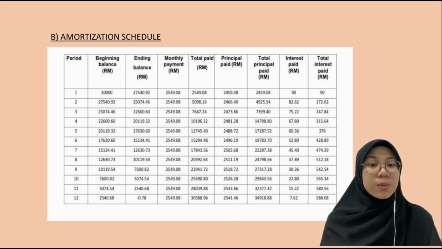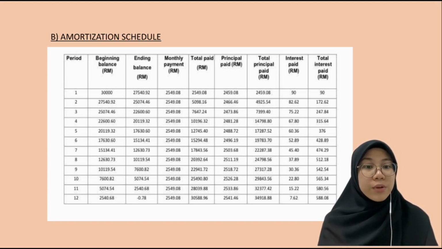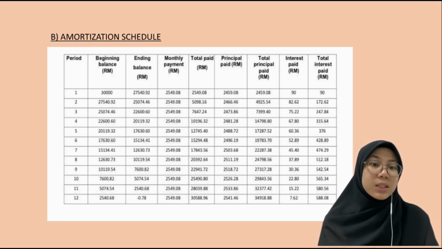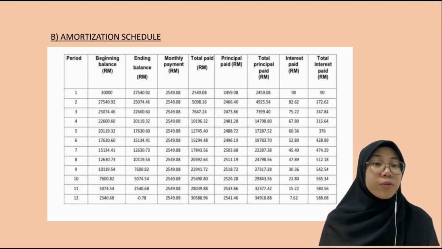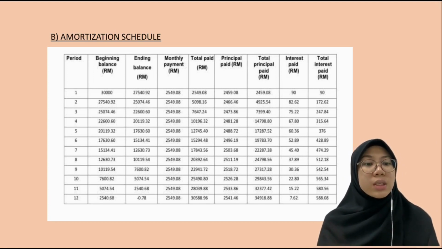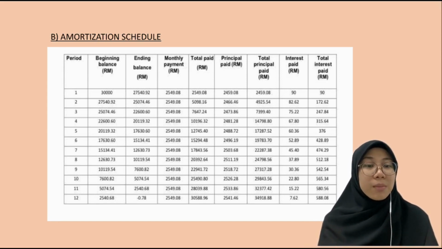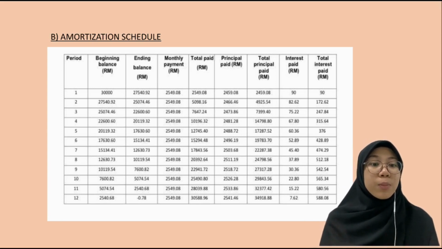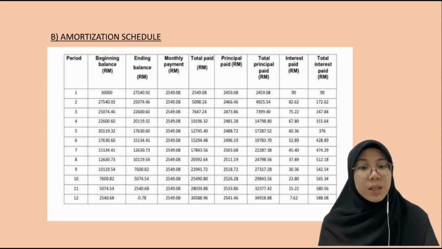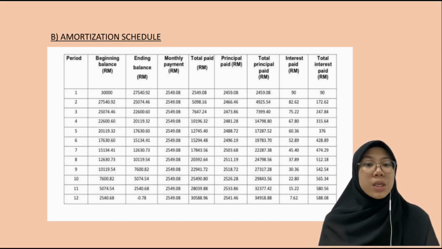Next, beginning balance, put the same value as the ending balance. For interest paid, the value of interest is multiplied by the value of the beginning balance. Next, total interest paid. For the first table, put the same value as interest paid, then the value needs to be summed with interest paid. Then for principal paid, the value of monthly payment minus the value of interest paid. For the total principal paid, in the first table put the same value as principal paid, then sum with the second value of principal paid. The last one is ending balance: the value of beginning balance minus principal paid.